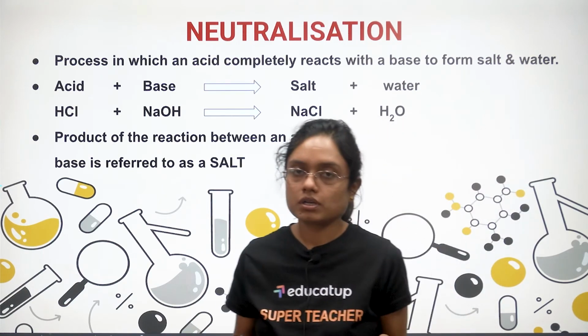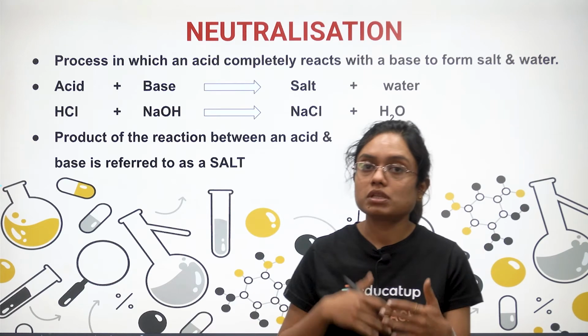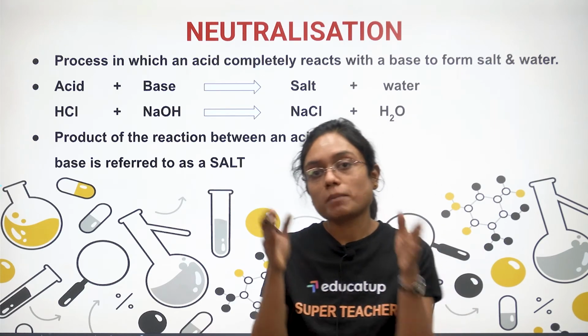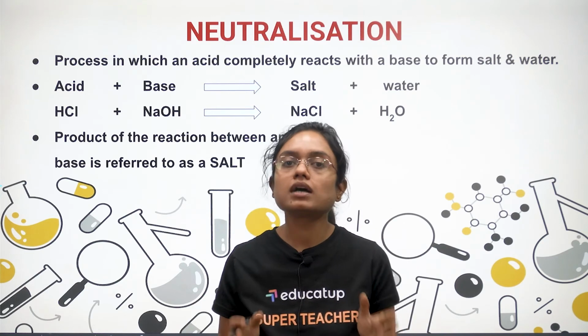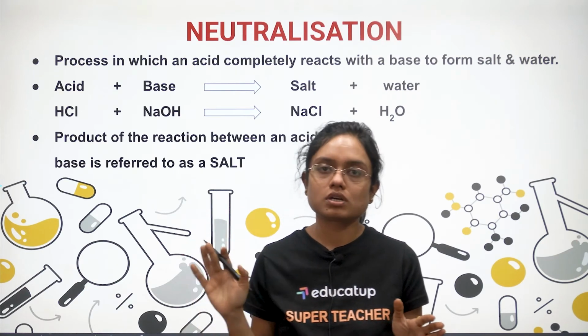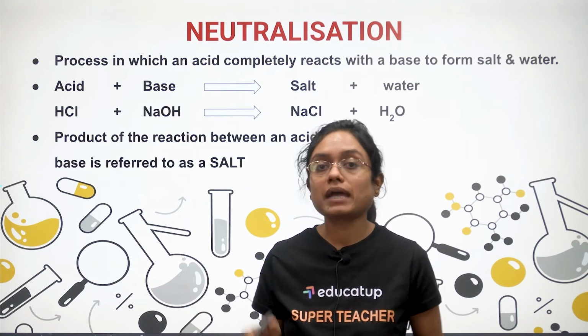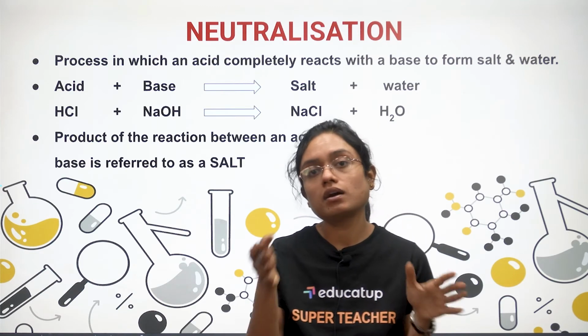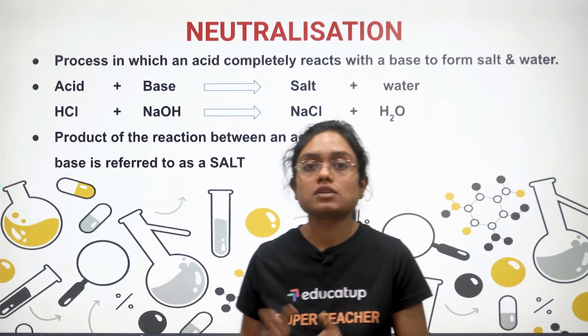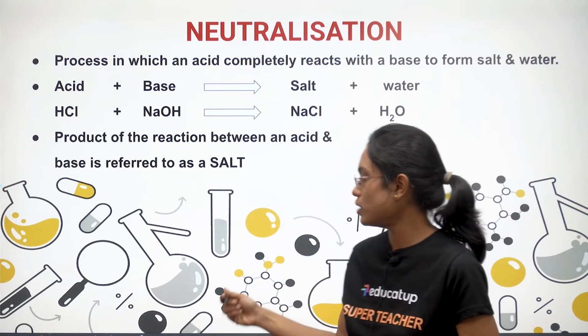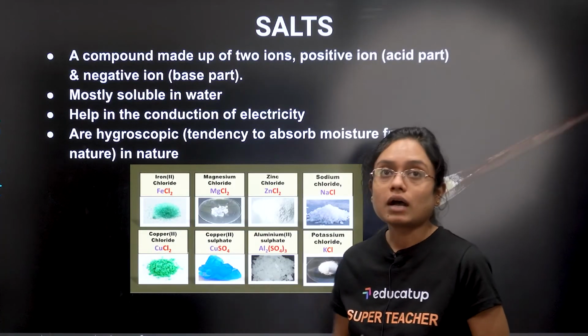So, always remember, the product of the reaction between an acid and a base, whenever an acid and base react with each other, what will always be formed? Salt. And water will be released. A salt is formed by the reaction between an acid and a base. And this kind of reaction is known as neutralization reaction. Let's move ahead. Now, salts.